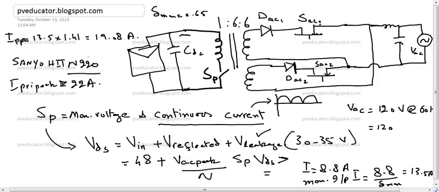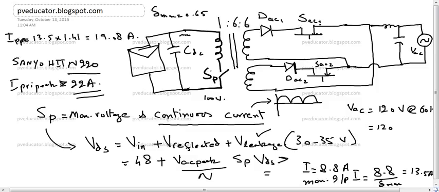Therefore, in order to select this switch SP, we have to have a minimum current rating of 22 ampere and the voltage rating of 48 plus 22 and something, it should be around 100 volt. So there is another constraint.